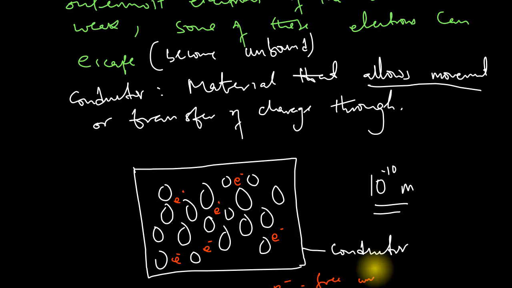These are free, unbound electrons. They are free to move in any part of the conductor, of all of the material, so they give it the ability to become a conductor because they can move through it. They enable charge to be transferred throughout the material. This constitutes what we call a conductor.